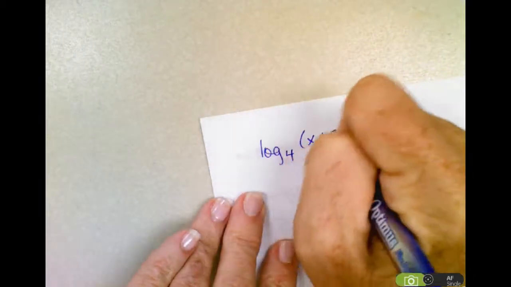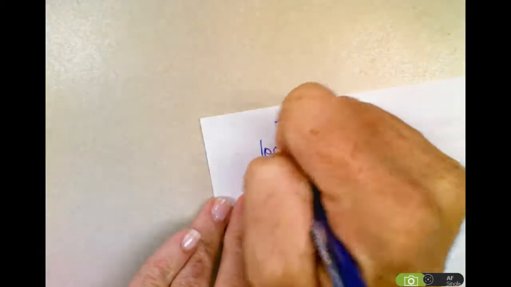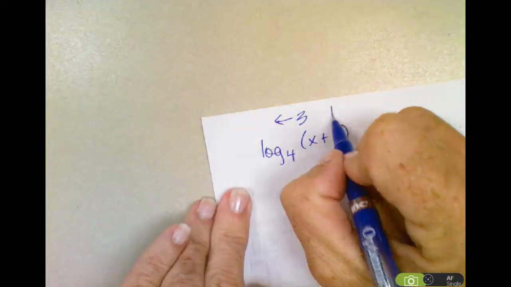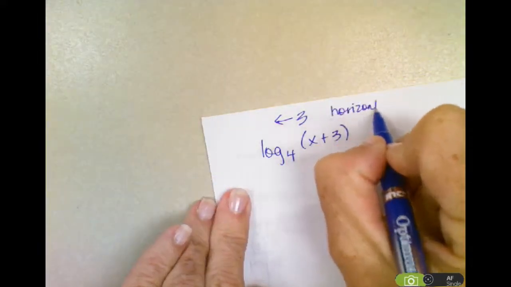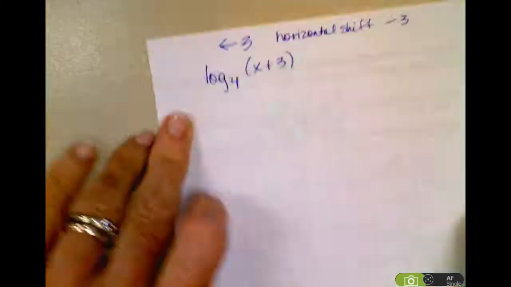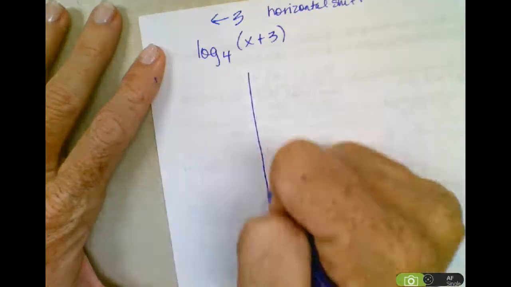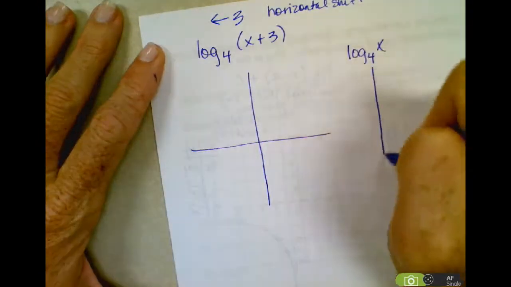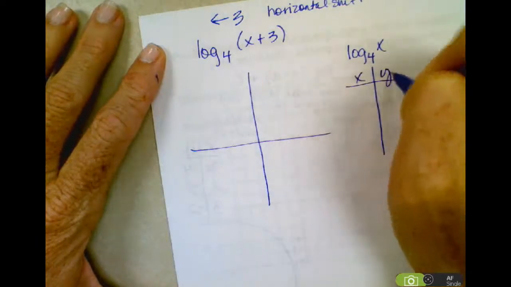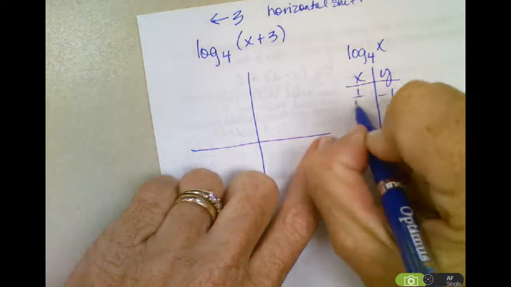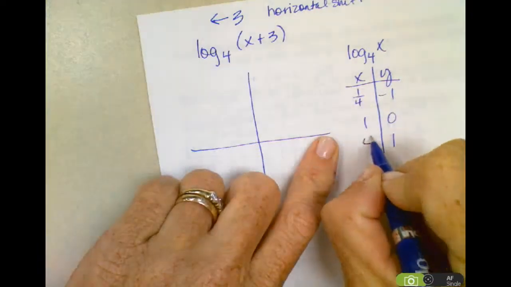So log of 4 to the x plus 3. We know that our whole graph has to shift to the left by 3. Okay? Horizontal shift of -3. Okay. So our log of 4x graph, we had inputs of 1/4, 1, 4 and outputs of -1, 0, 1.